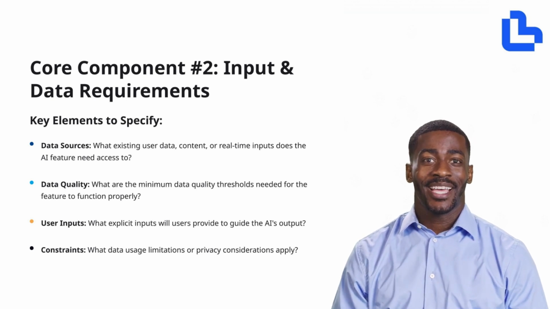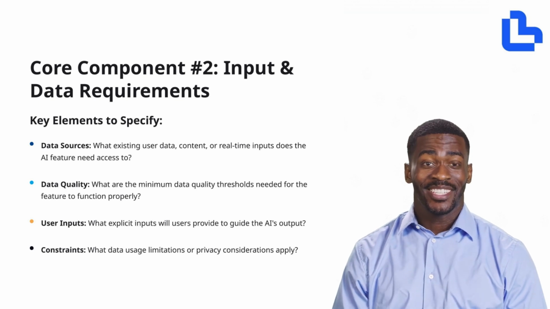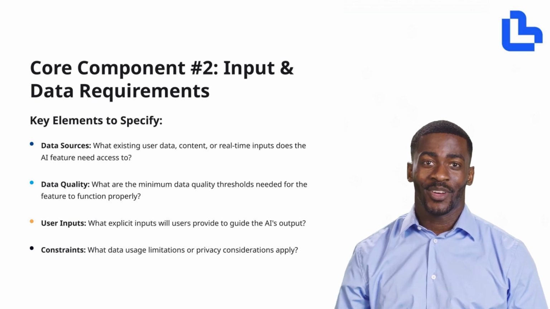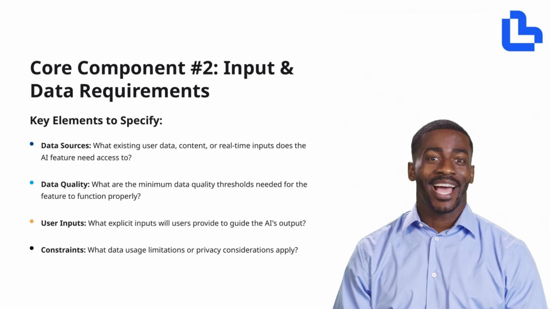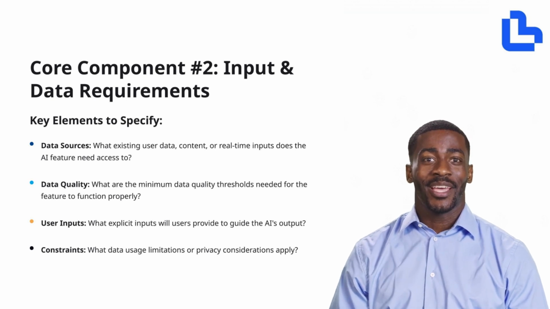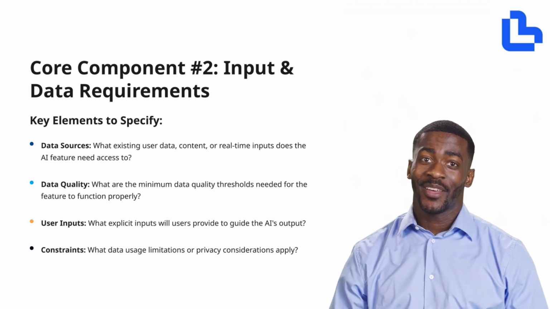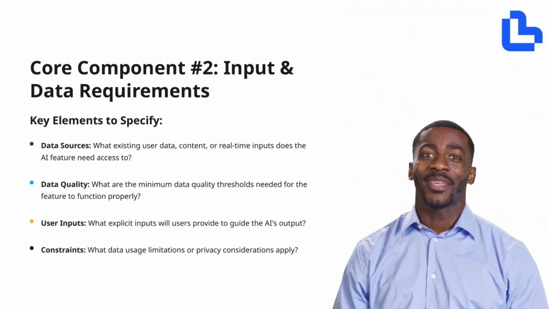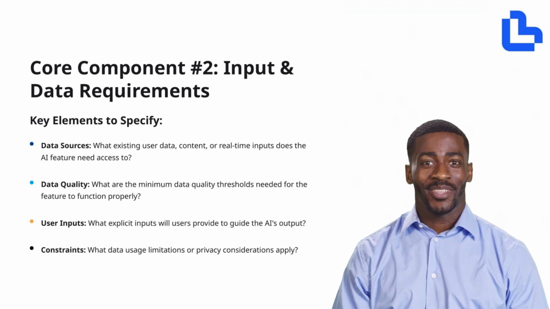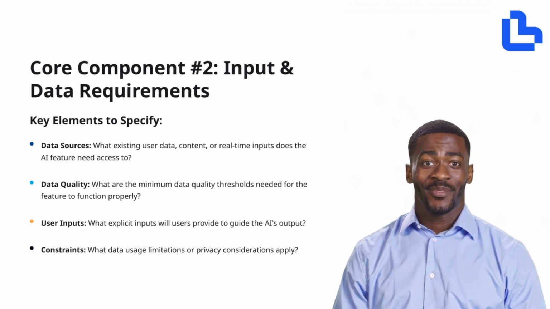Start by identifying the data sources. What existing user data, content, or real-time inputs does the feature need access to? This could include behavioral data, historical interactions, sensor inputs, or external APIs. Be specific. Vague references to user data won't cut it.